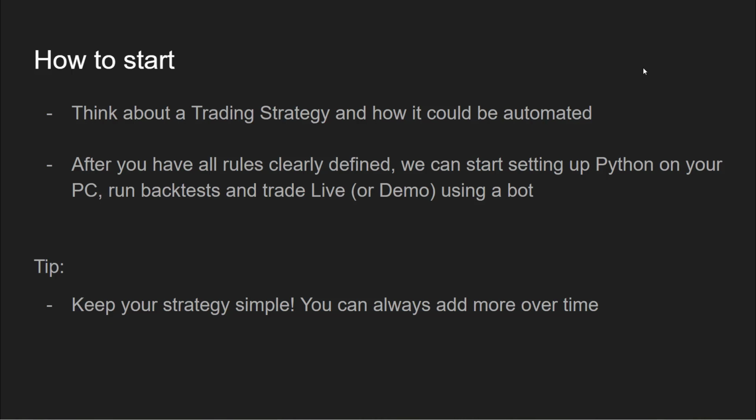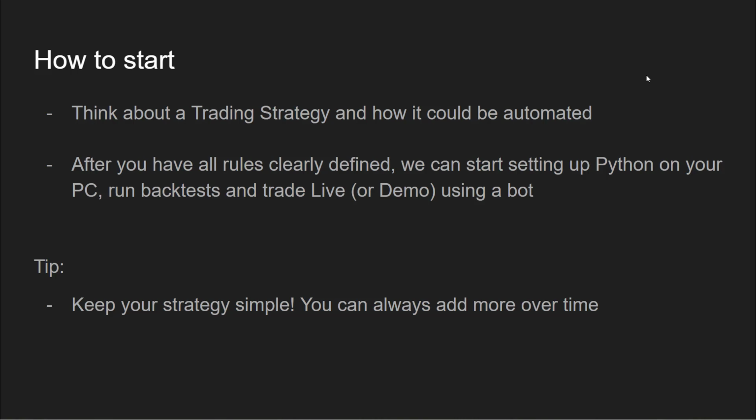And before we finish the video, I'd like to provide you with a few tips and recommendations. If you're new to algorithmic trading, I recommend to think about the strategy and how it could be automated. A strategy that has clearly defined rules and that can be based on, for example, technical indicators. And after all the rules are defined, you can then set up Python on your PC, run backtests, and then you can try trading live or demo using a bot.